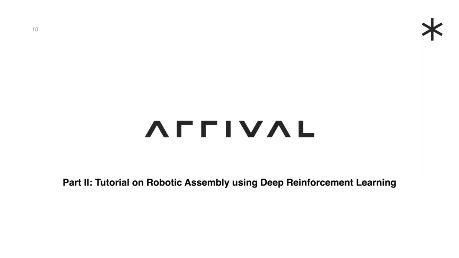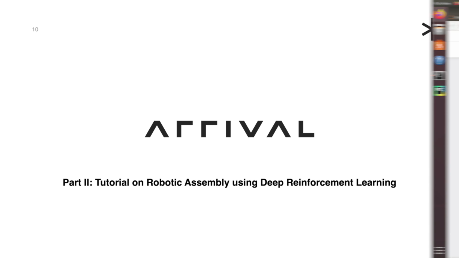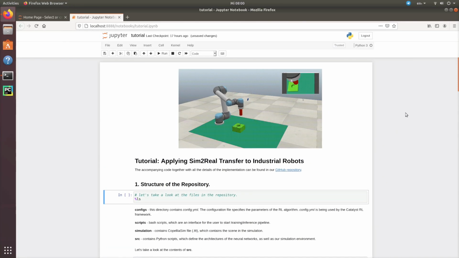This concludes the first part of the presentation. Let's proceed to the tutorial. The goal of this tutorial is to show you how you can apply deep reinforcement learning to solve your own robotic challenges. For the sake of this tutorial, we have chosen one of the classic assembly tasks, peg-in-hole insertion. By the time you finish the tutorial, you will understand how to create a complete end-to-end pipeline for training the robot in the simulation using deep reinforcement learning.